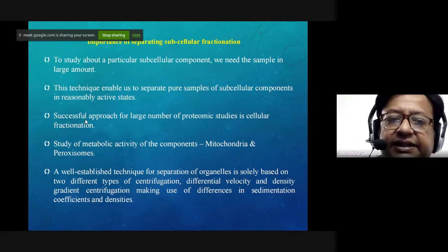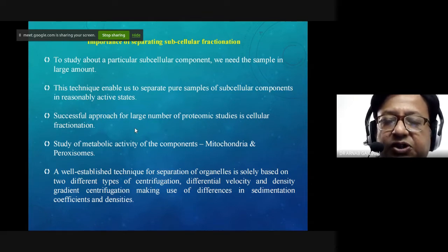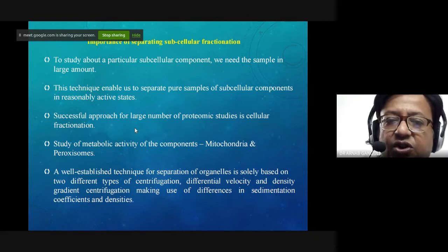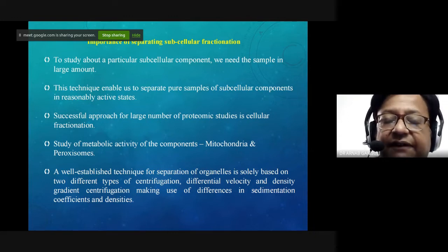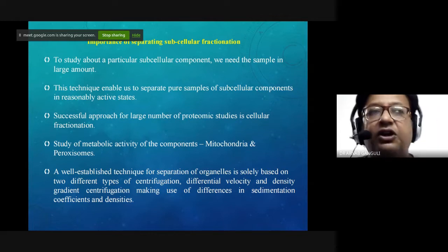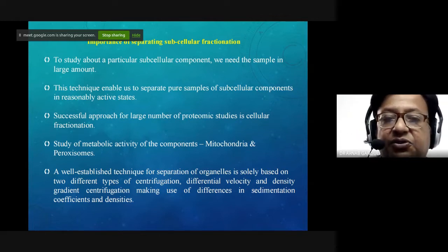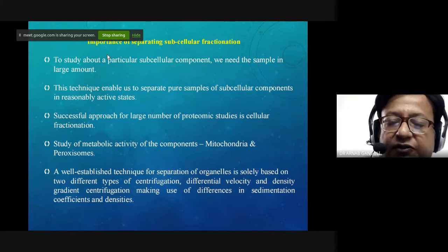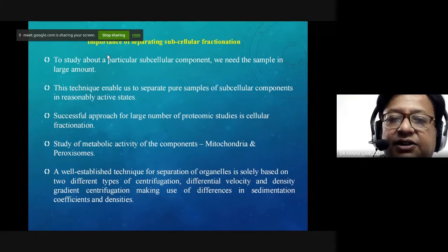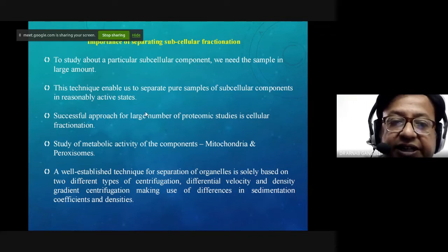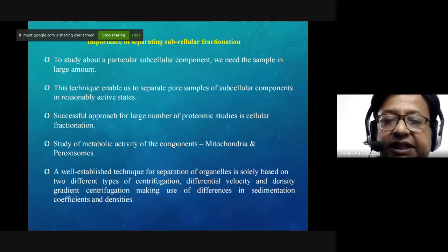And it is a successful approach for a large number of proteomic studies. So you want to study mitochondrial proteins. So how do you separate? You first need to have a pure solution of mitochondria with you, a pure batch of mitochondria, and there you can break and you can isolate the proteins, and then you can say that these are the mitochondrial proteins. You can study them. Then you want to study metabolic activities, say for example studying the electron transport chain on mitochondria, so you need to isolate the mitochondria as whole.